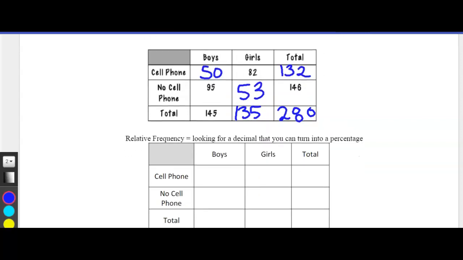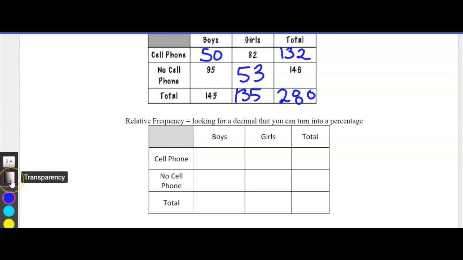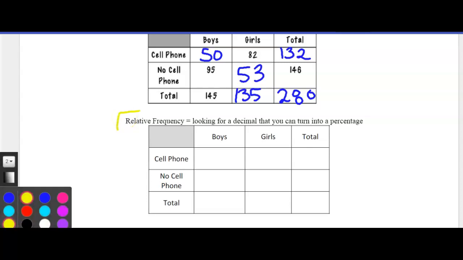So I'm going to look at this next table, excuse me. Now I have already typed something here that I would like for you guys to type out. It's this relative frequency. So this chart is left blank. Although it's the same thing, we're still talking about boys and girls, and cell phones and no cell phones, this chart is not going to have regular numbers in it. This chart is going to have what we call relative frequency numbers in it.